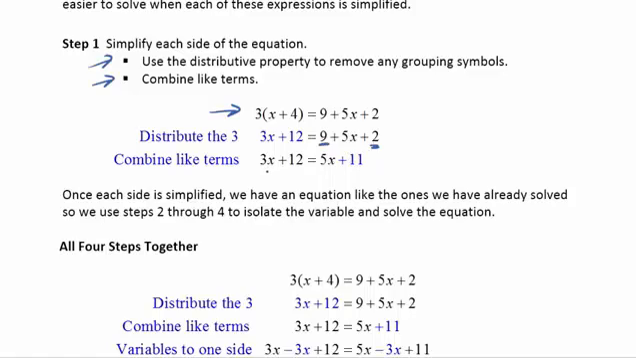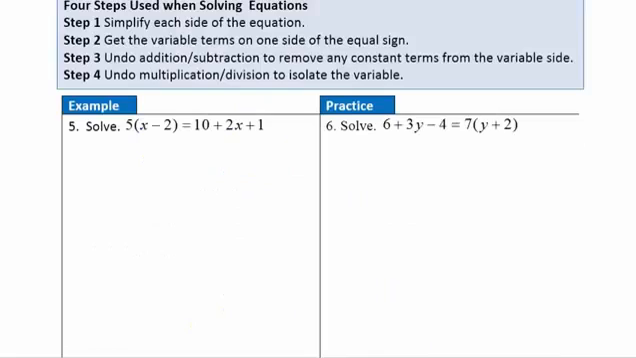Now both expressions on each side of the equation are simplified. And that's how we always want to start. We always want to start by first getting each of these sides simplified. Then we can go ahead and solve the equation. Okay, let's take a look at an example now that will help you understand how to use all 4 steps to solve this equation.